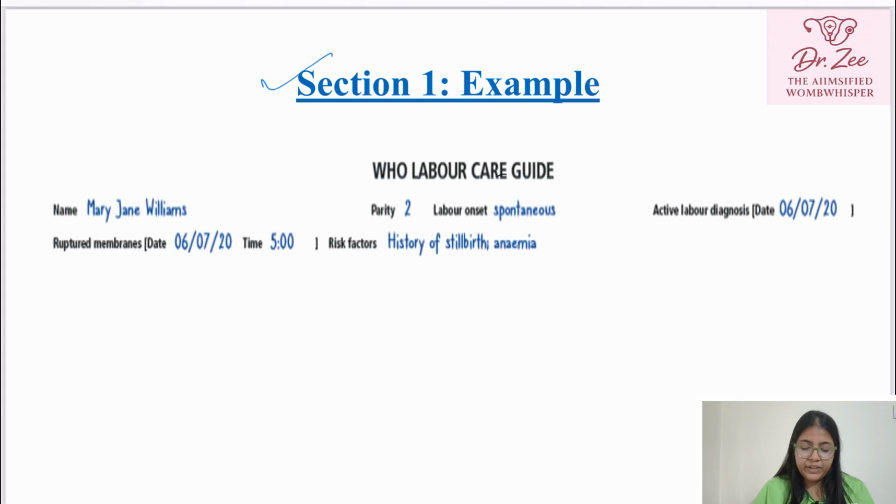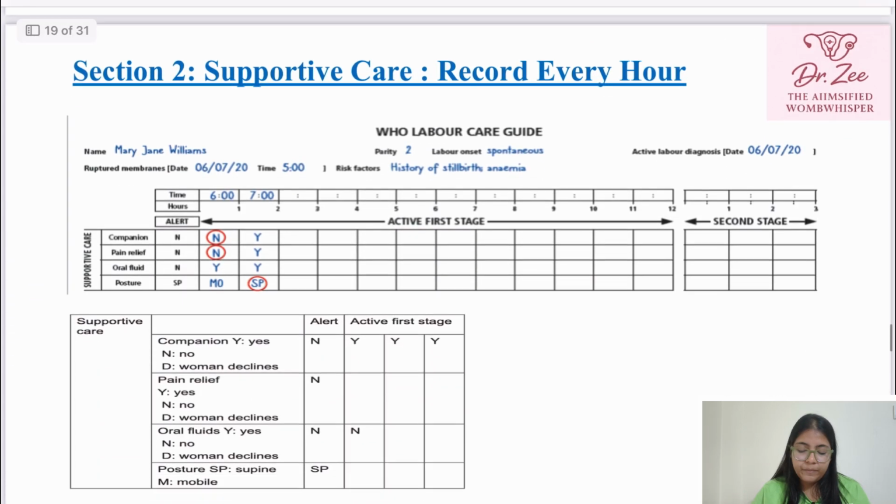So an example is, suppose this is Mrs. X. She is para 2. Labor was spontaneous in onset on 6th of July 2025, which is the date of active labor, and the membrane rupture was at 5 a.m. The risk factors are history of stillbirth and anemia. These things can complicate labor and the outcome of labor, so you mention it here.